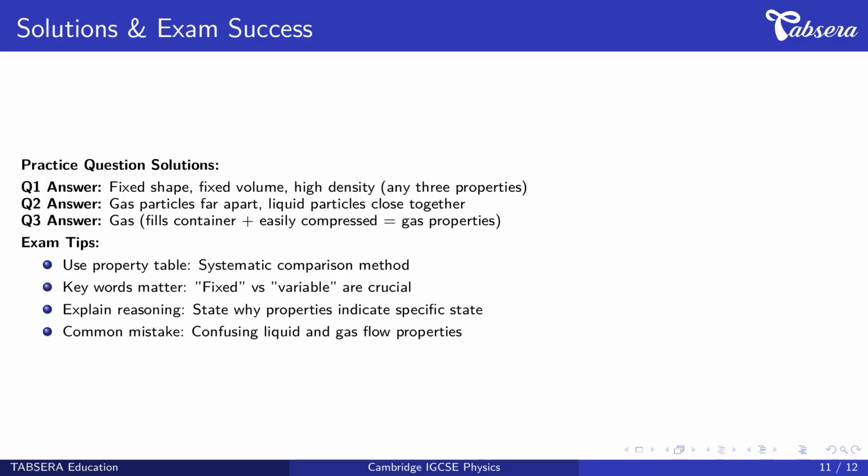Now, exam success tips. First, use the property table for systematic comparison. Second, keywords matter. Distinguish between fixed and variable properties. Third, always explain your reasoning by stating which properties indicate which state. Fourth, avoid the common mistake of confusing liquid and gas flow properties. Both can flow, but only gases are easily compressible.